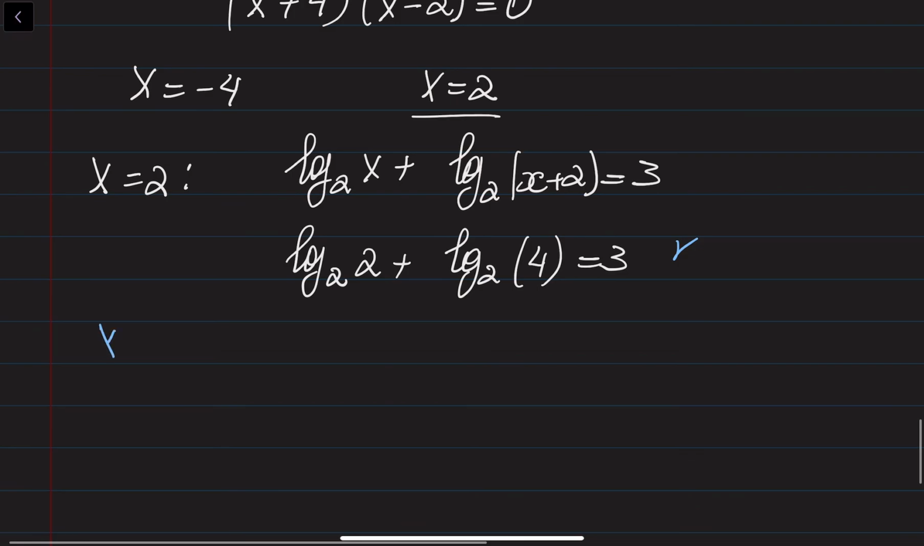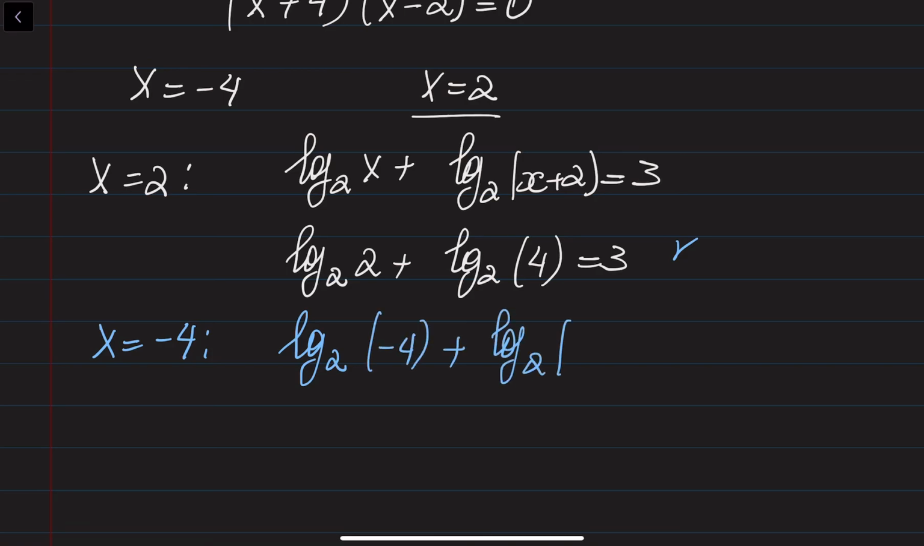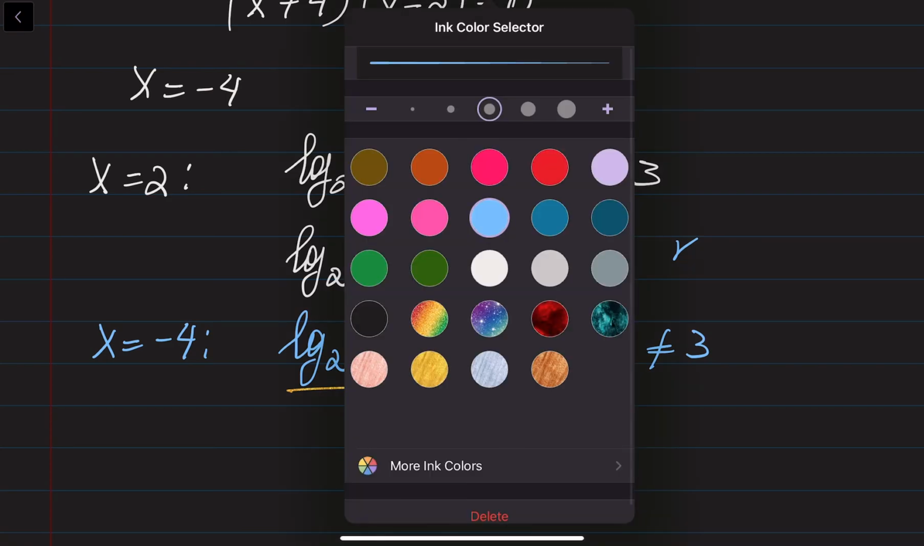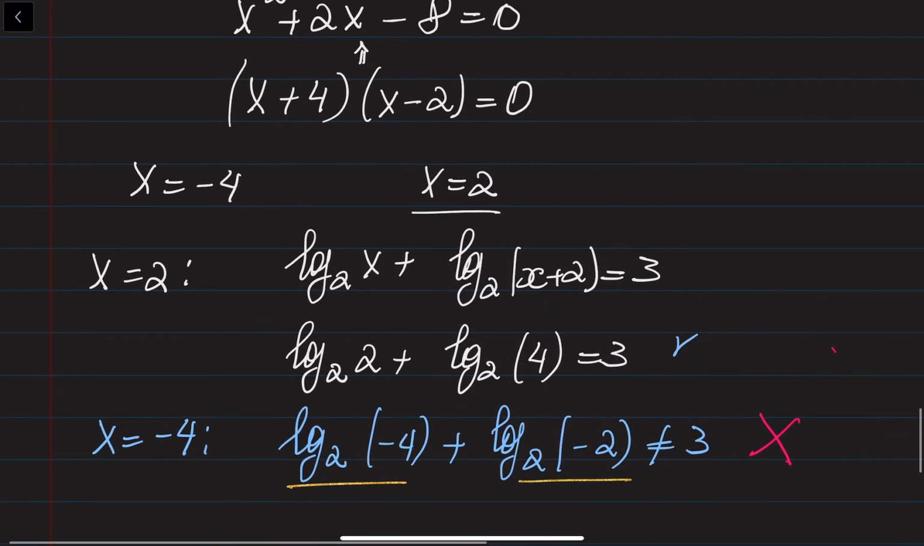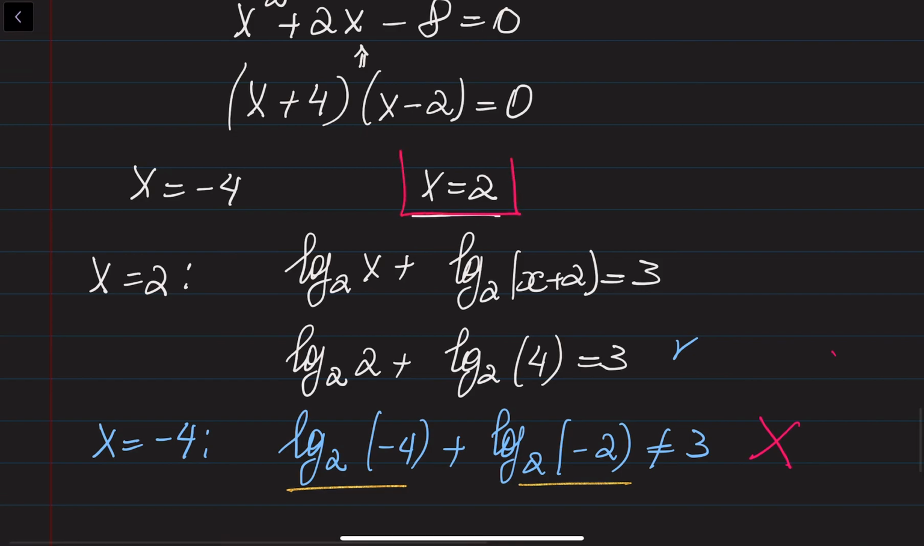Now, if you try to plug in minus 4, it doesn't work, because the logarithm of base 2 of minus 4 plus the logarithm of base 2 of minus 2 is not even defined. The argument of the logarithmic function should always be a positive number. So this is not a root. The answer to this question is simply x equal to 2.